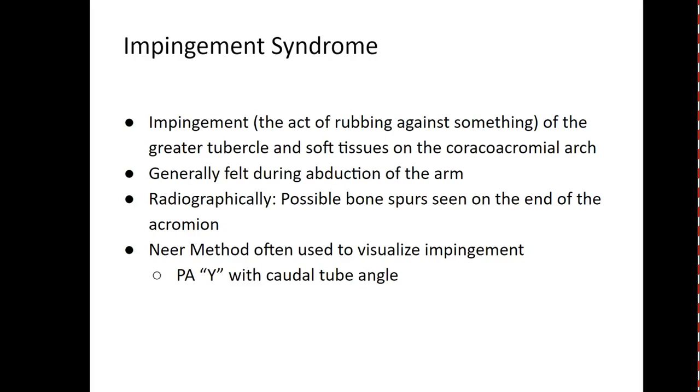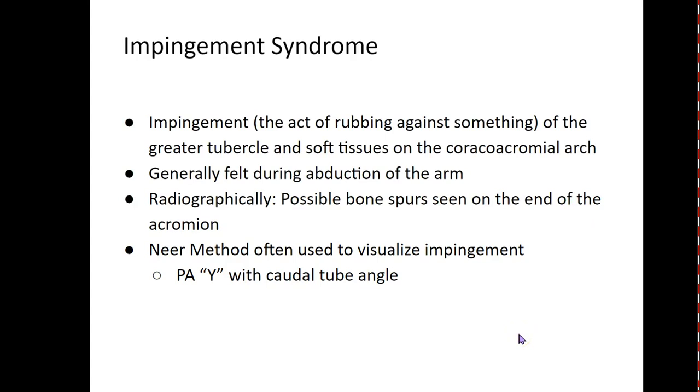In some cases, bone spurs on the acromion can contribute to impingement by causing the space where the muscles sit to be even more narrowed. So again, in impingement syndrome, we often see bone spurs on the coracoacromial arch impinging or rubbing against the muscles there. Okay, typically patients will feel this impingement when they try to abduct their arm. And radiographically, we'll see bone spurs on the end of the acromion. And I actually have an example here that I'll show you in a minute.